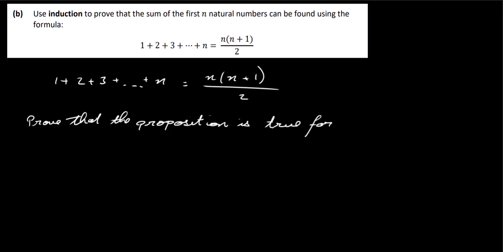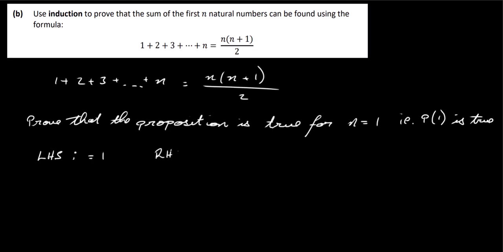Okay, so the first thing we need to do is prove that the proposition is true for n equals 1. In other words, that P1 is true. So if we look at, first of all, the left-hand side, the left-hand side is just equal to 1. The first term is 1.